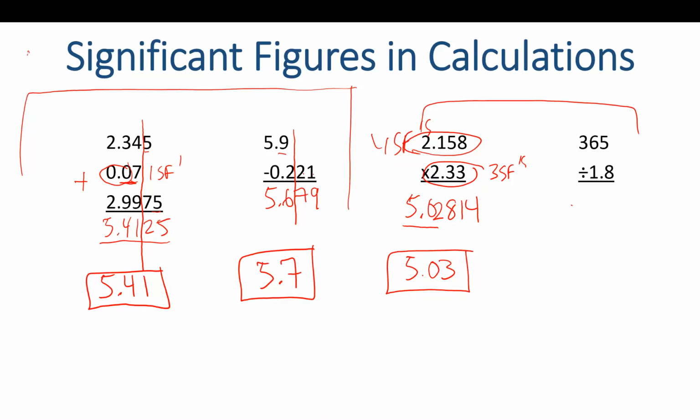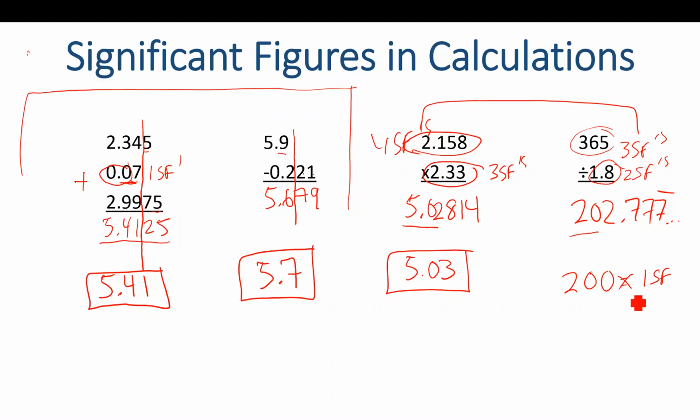If I go to the next problem, 365 divided by 1.8, I'd get a pretty big number. It's 202.777, and my calculator keeps going, so it's basically 7 repeating. Sorry about that. Let me go back. So this has 3 sig figs. This has 2 sig figs. So I want to only have 2 sig figs, which would stop at the 0, but the 2, I drop it. So I can't write 200, right? Because this only equals 1 sig fig. So I can't do that, right?